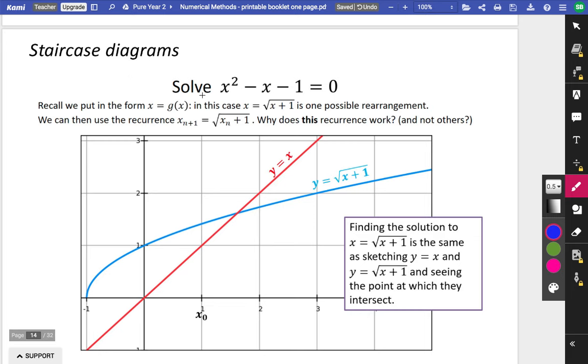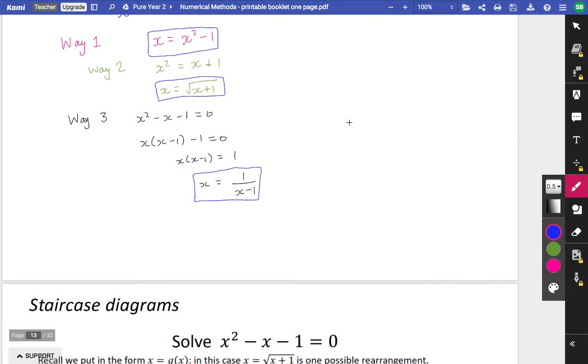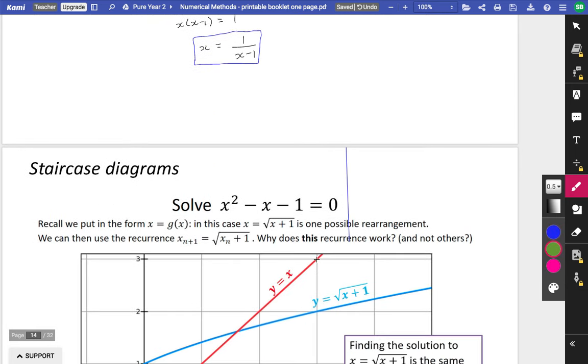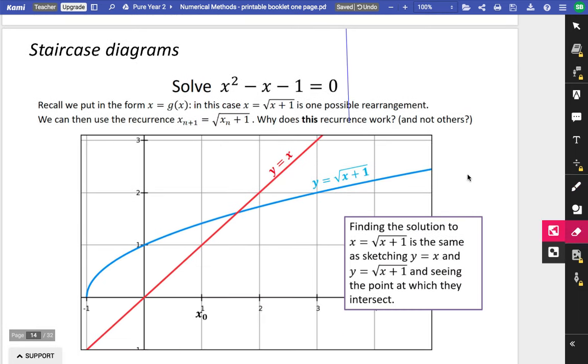So we've been asked to solve this equation. This was the same equation that we had to begin with, and one of the ways we made it into an x equals was x equals the square root of x plus 1. Let's just have a look and see if that was what we got. Yep, it was the green one here, x equals the square root of x plus 1. So I'm going to do this question in green to remind us that's what we're looking at. Still getting used to my new board setup here.